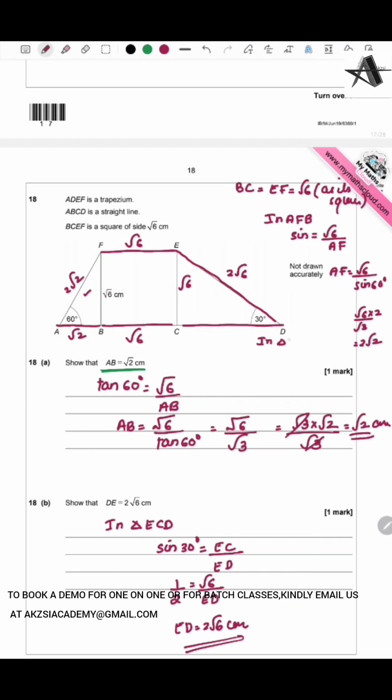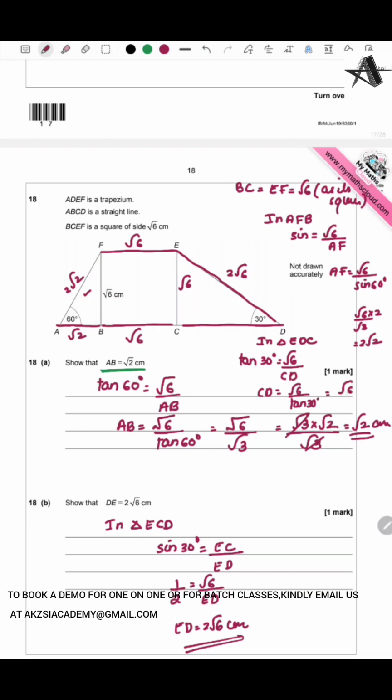So in triangle EDC, I'm applying tan theta. If it's confusing you, I'm applying it in this triangle because I want to calculate DC, that is adjacent. So I have the hypotenuse, I have the opposite, so I can use tan theta. I can actually use cos theta as well, but let me use tan theta. So tan 30 is opposite, which is root 6, over adjacent, which is CD. So CD will be root 6 over tan 30.